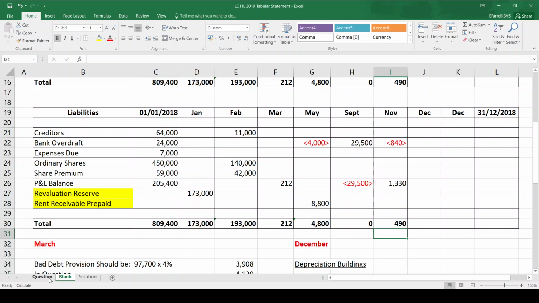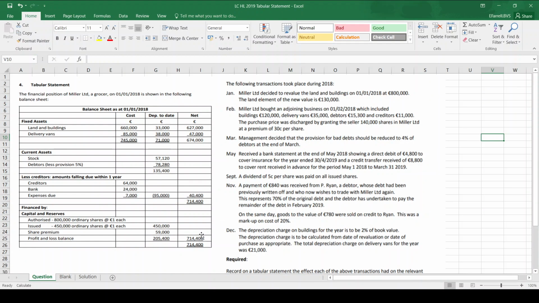Now, in December, I always leave 2 lines for December, one for the depreciation and the other one to tidy up May, the bank statement month. I need to work out whatever is prepaid or due. So I usually have 2 columns for those. So first of all, we're going to work out the depreciation. It says depreciation on buildings is 2% of book value. The depreciation charge is to be calculated from the date of revaluation or date of purchase. And it also just tells us that the depreciation for delivery vans is 21,000. So I just need to work out depreciation of buildings first of all.